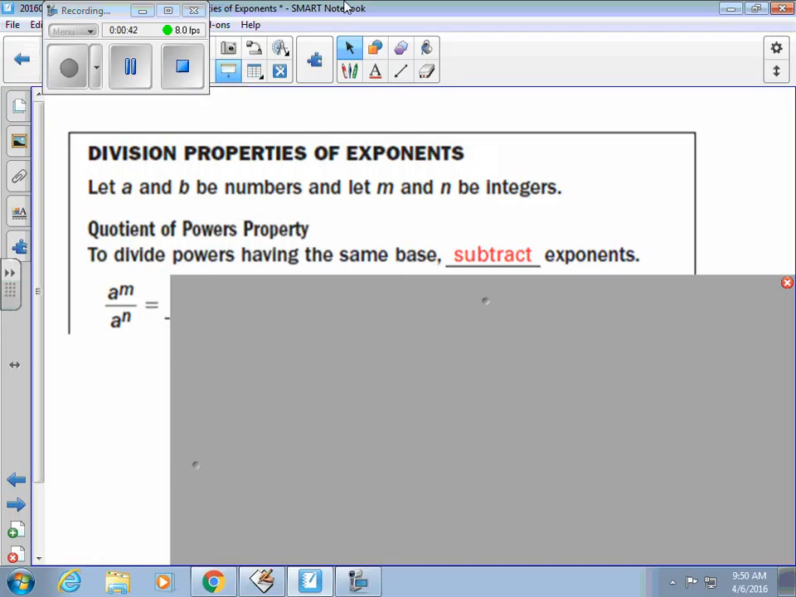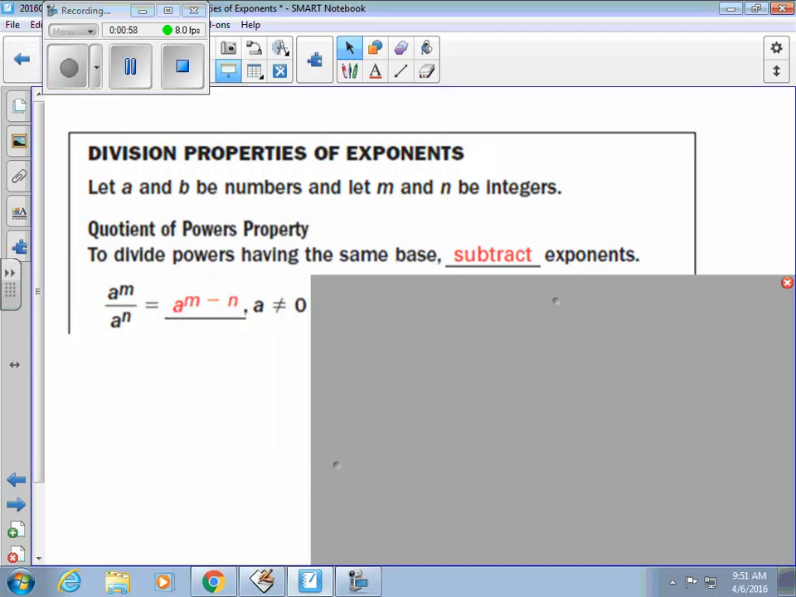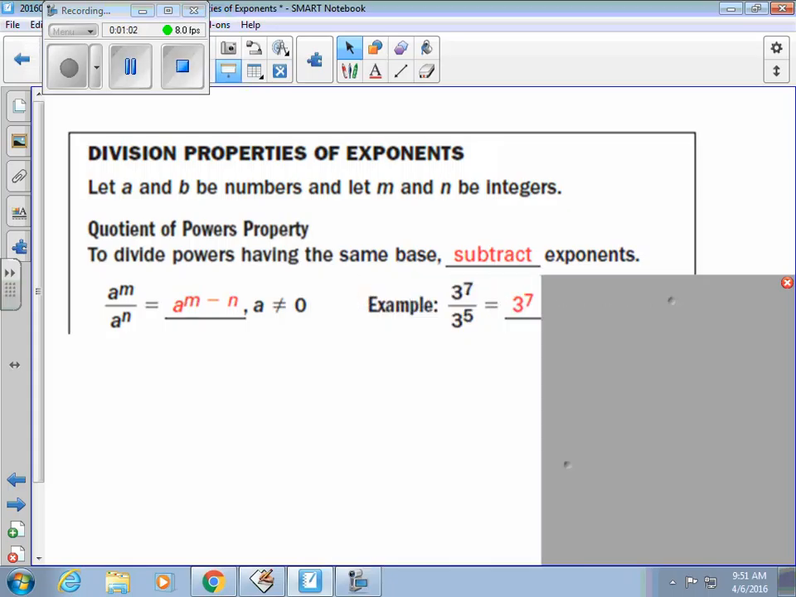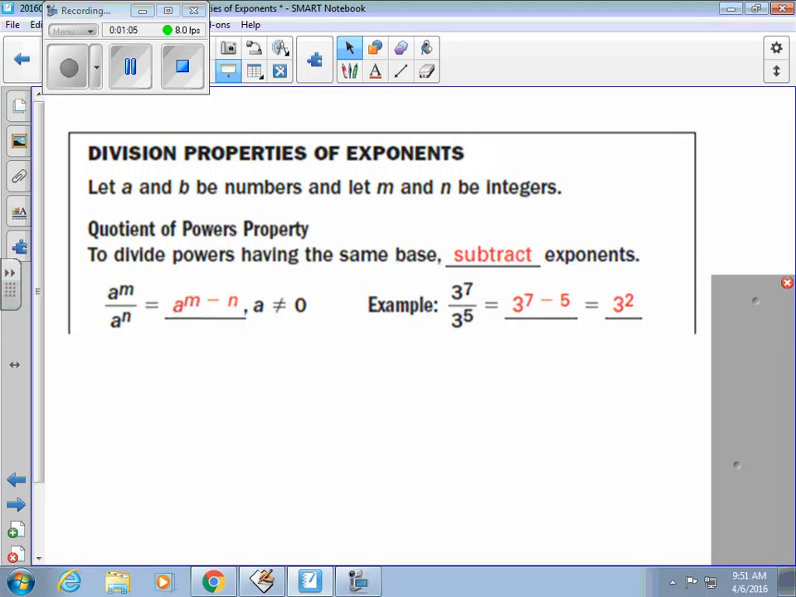On the last lesson, we talked about multiplication properties of exponents. Remember, multiplication pairs with addition. When you do the same bases, you add them. This right here is the division property. When you're dividing the same bases, you subtract them. So a to the m over a to the n is the same thing as a to the m minus n, where a is not equal to 0. Same thing with 3 to the 7th over 3 to the 5th. Division of the same base, 3, you subtract 7 minus 5, the exponents, and get 3 to the 2nd power.